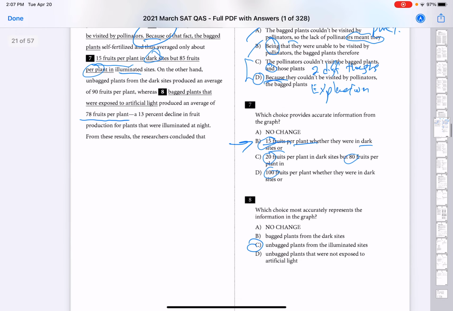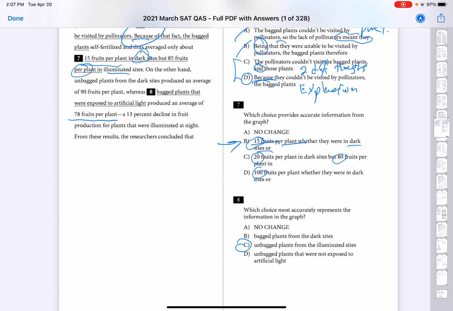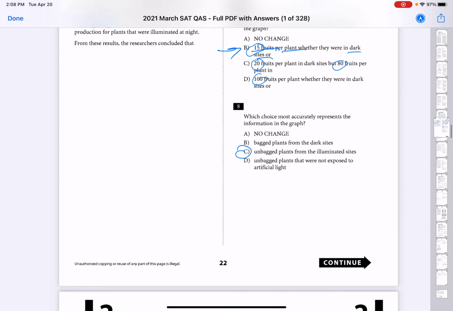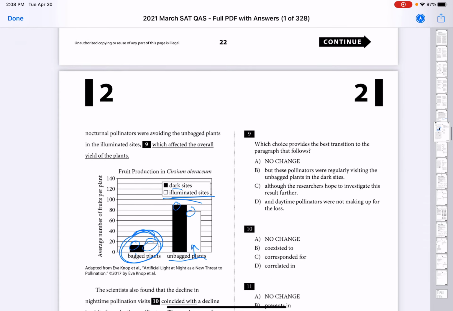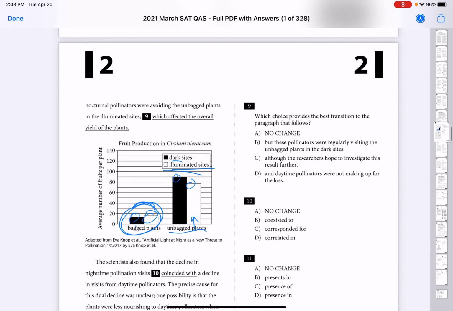All right, number 9. Let's go back and actually read it again. So number 9, producing an average of 78 fruits per plant, a 13% decline in fruit production for plants that are illuminated at night. From these results, the researchers concluded that nocturnal pollinators were avoiding the unbagged plants in the illuminated sites, which affected the overall yield of the plants. All right, so let's see. Which is the best transition to the paragraph that follows? All right, so to do this one, we actually have to read the next paragraph.